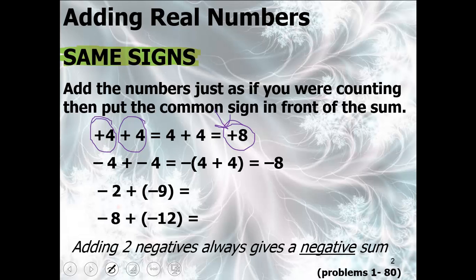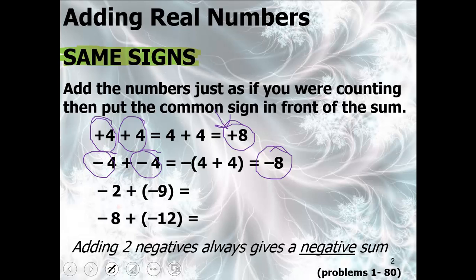If we had a negative 4 plus a negative 4, think of negatives as red. If you put 4 reds down and then you add to it another 4 reds, then you get 8 reds, or a negative 8. So whenever you add two negatives, you're going to get a negative sum.